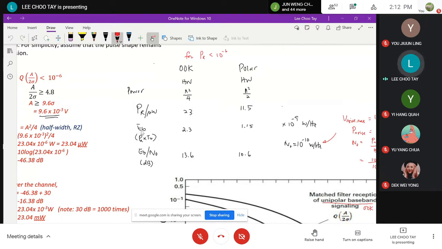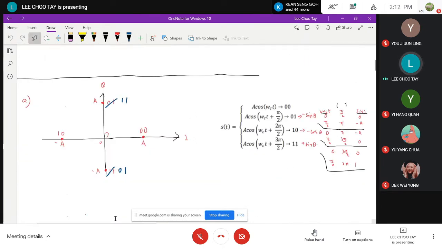EB means energy per bit. All right, energy per bit. Therefore, to find energy per bit, we take the power multiplied by the bit duration. Okay, power multiplied by bit duration. And what is the bit duration?